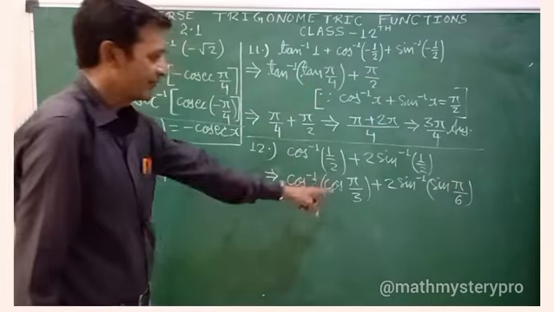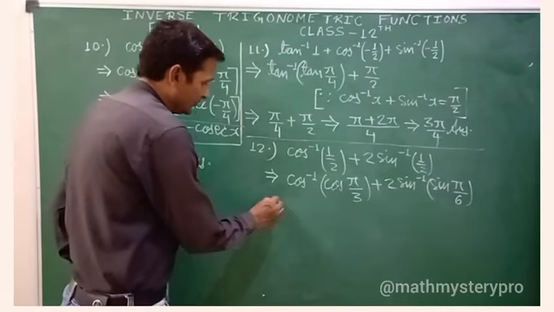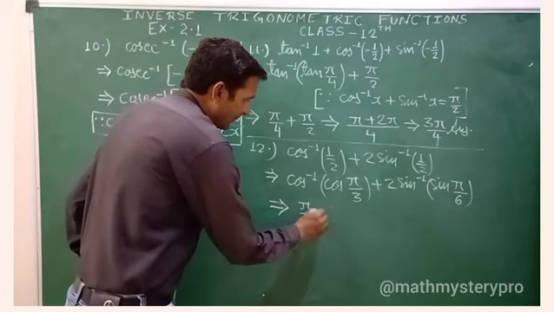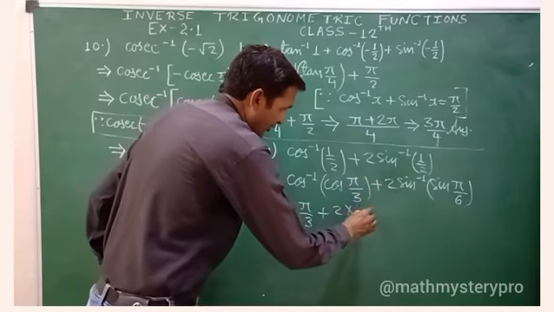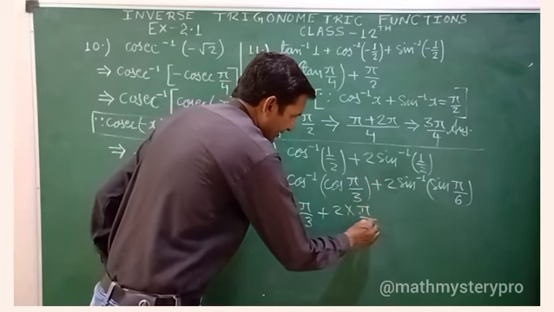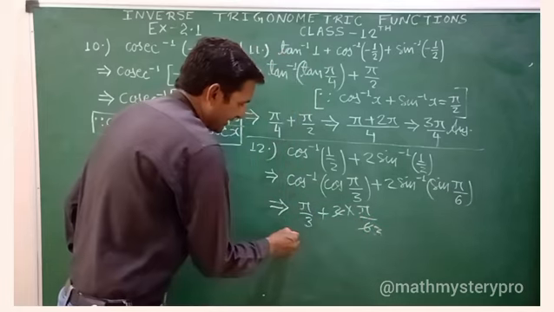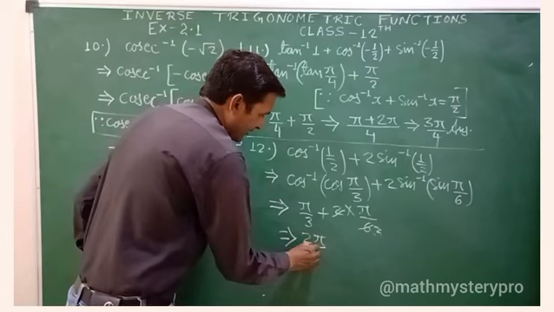Here cos inverse and cos will be cancelled. Here sin inverse and sin will be cancelled. So it will be pi by 3 plus 2 into, because 2 is already there, 2 into pi by 6. So 2 threes are 6. Pi by 3 plus pi by 3 will be equal to 2 pi by 3. This is the answer.